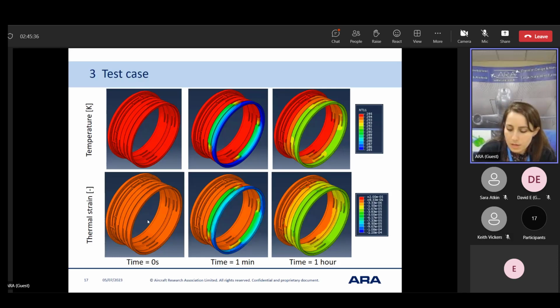At 1 minute, we can see that at some beams, the strain is quite small, about 10 to the minus 6. It may not seem a lot, but in terms of forces, it can be significant.